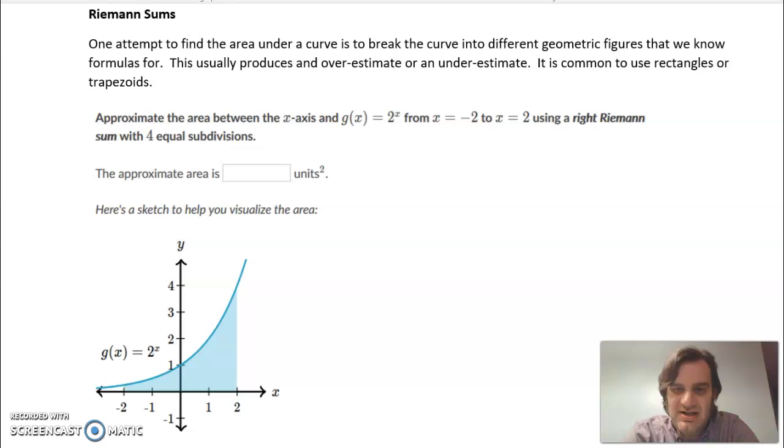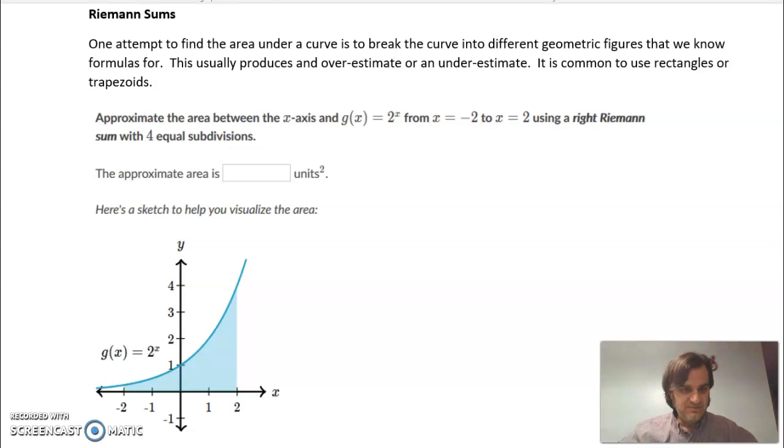So when we had straight lines, we could get an exact area, but now that we have a curve, we can't really break it into true figures. So it's common to use rectangles. Sometimes we use trapezoids. If you watch some of the Khan Academy videos, you'll see that, but we'll mostly use rectangles here in the examples.